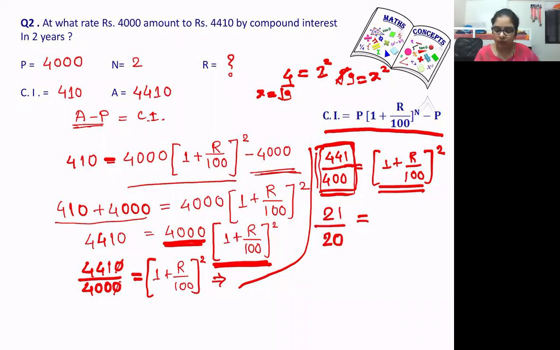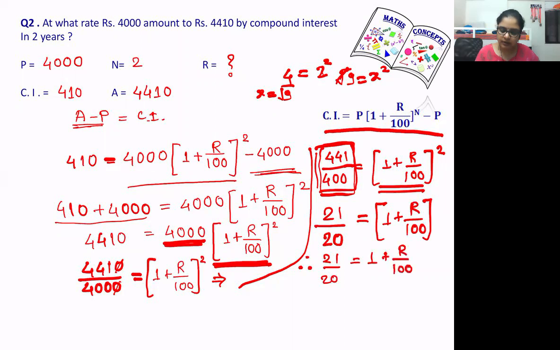So 21 upon 20 is 1 plus r upon 100. Now I have removed the square from here. It is 1 plus r upon 100 is 21 upon 20. Yes, ma'am. 21 upon 20. Now here, I can write it without the bracket: 1 plus r upon 100. Here I am adding 1 to r upon 100. If I bring it to the left side, it will be subtracted. 21 upon 20 minus 1 equal to r upon 100.